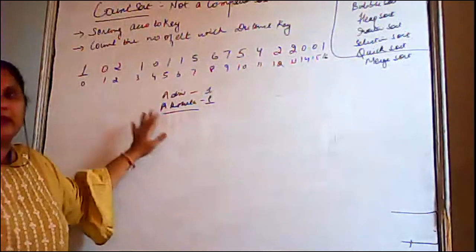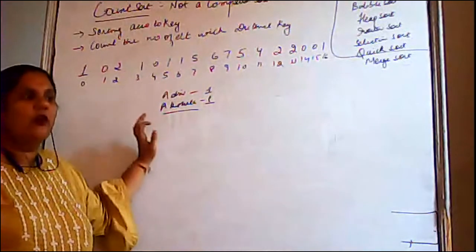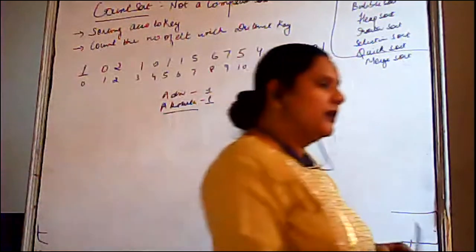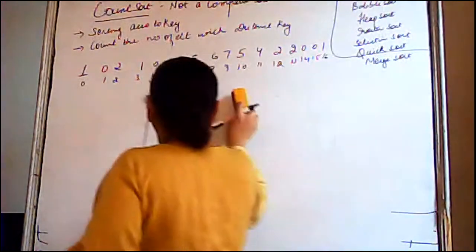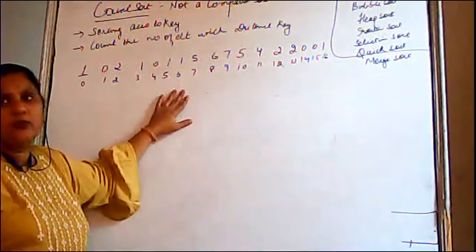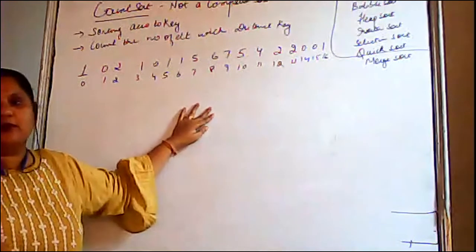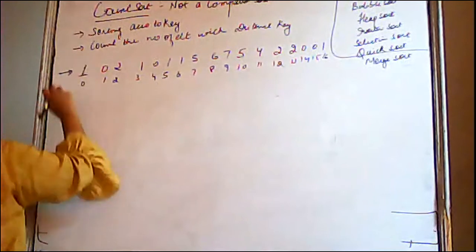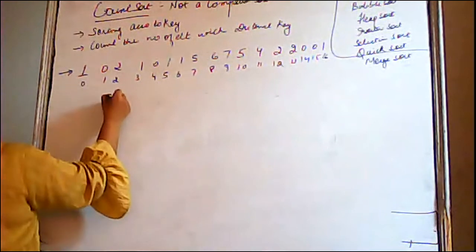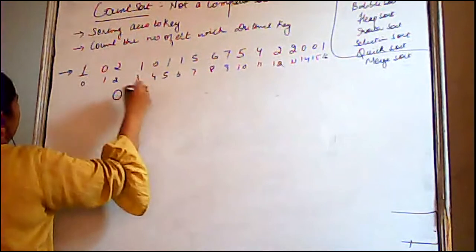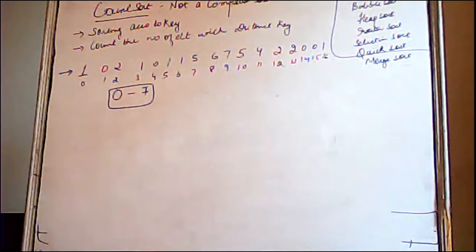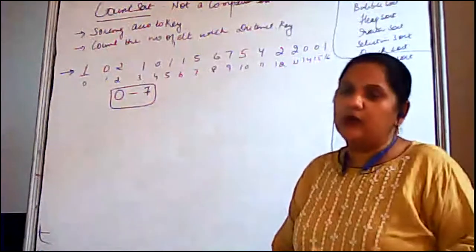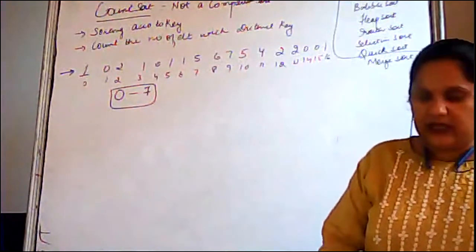So counting sort is applied where the variation of the numbers is very less. Although the numbers which are given to us are large, the variation in those numbers is very less. As you can see, this is the series of numbers which is given to us. Now you may see that numbers are varying from 0 to 7. There are not many numbers which are beyond 7, although we have been given 16 numbers.